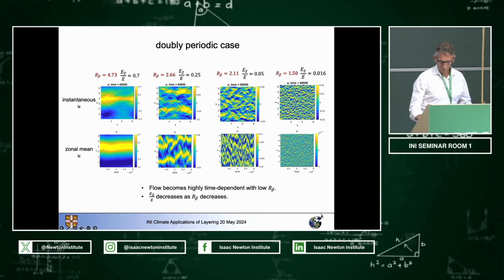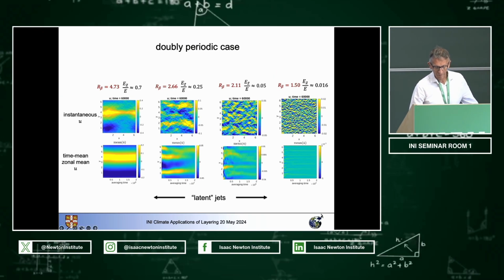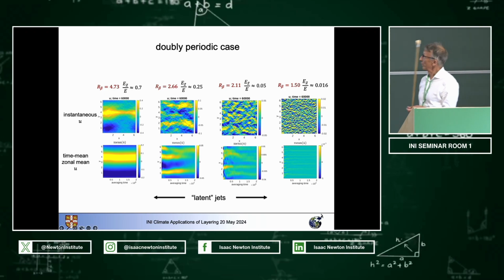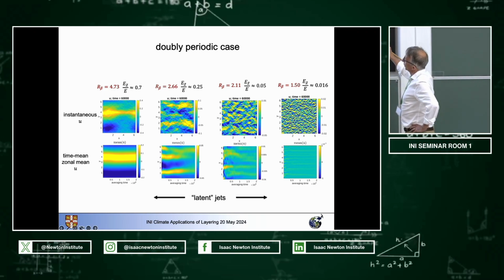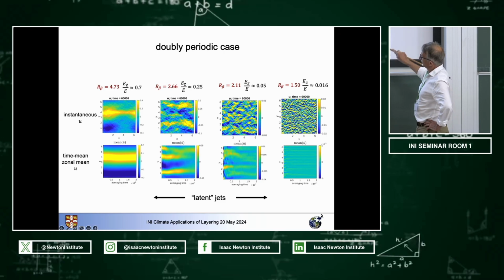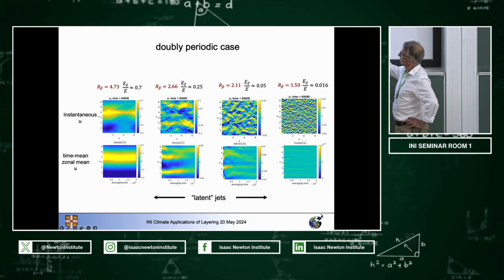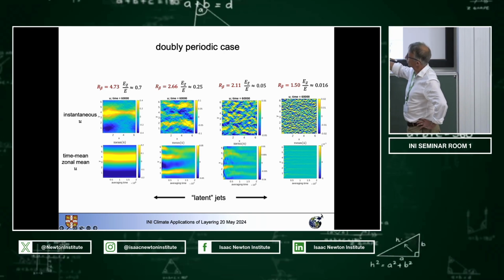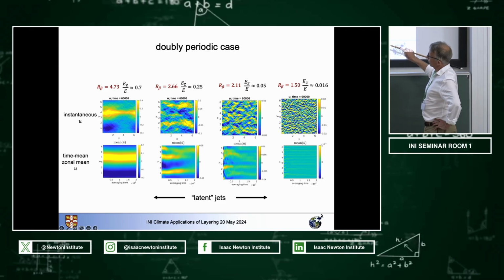Now, if you do this exercise of taking the time average, then you can see that in a regime where the jets aren't obvious in the instantaneous flow, you can see the jets in the time average. This is actually a picture showing different averaging times.